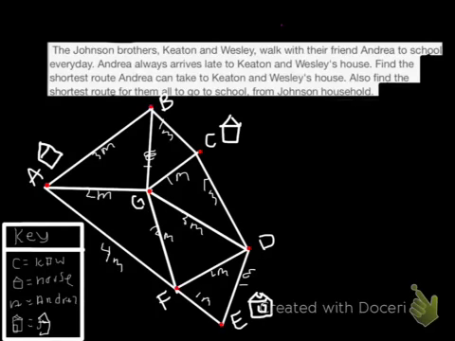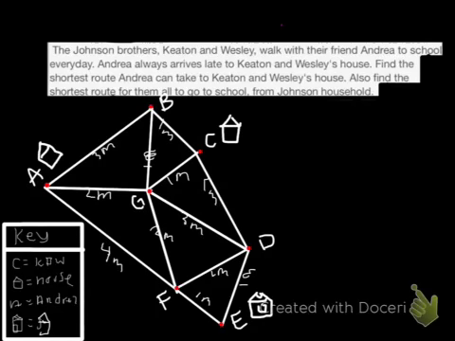The Johnson brothers, Keaton and Wesley, walk with their friend Andrea to school every day. Andrea always arrives late to their house. Find the shortest route she could take from Keaton to Wesley's house. Also find the shortest route for them all to go to school from the Johnson household.